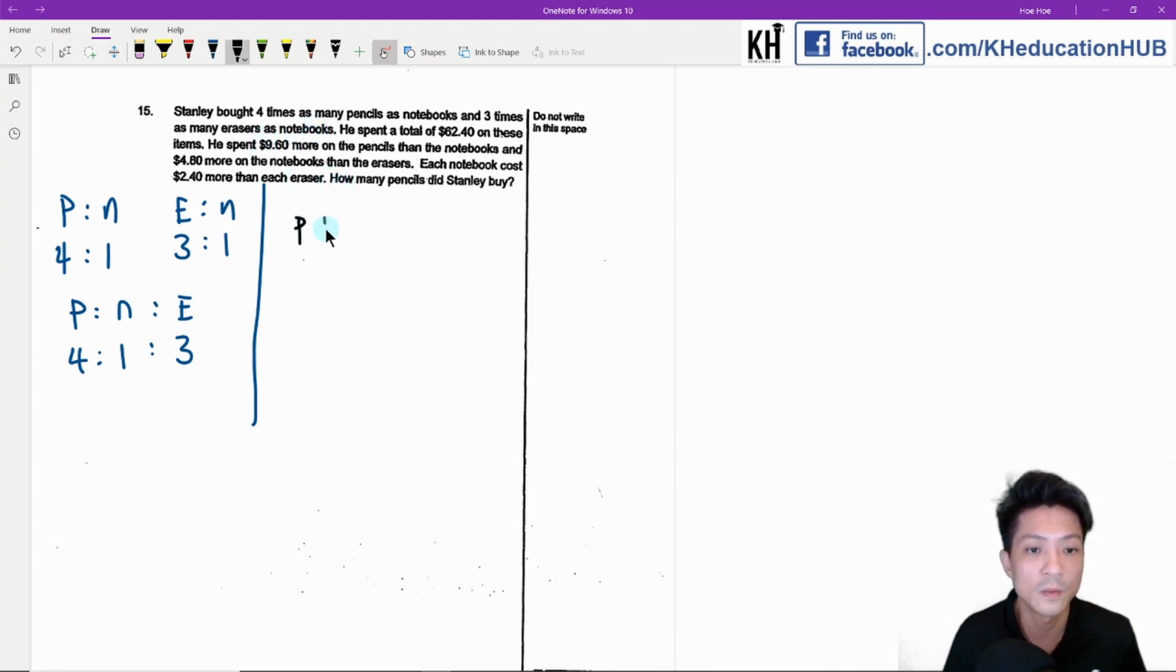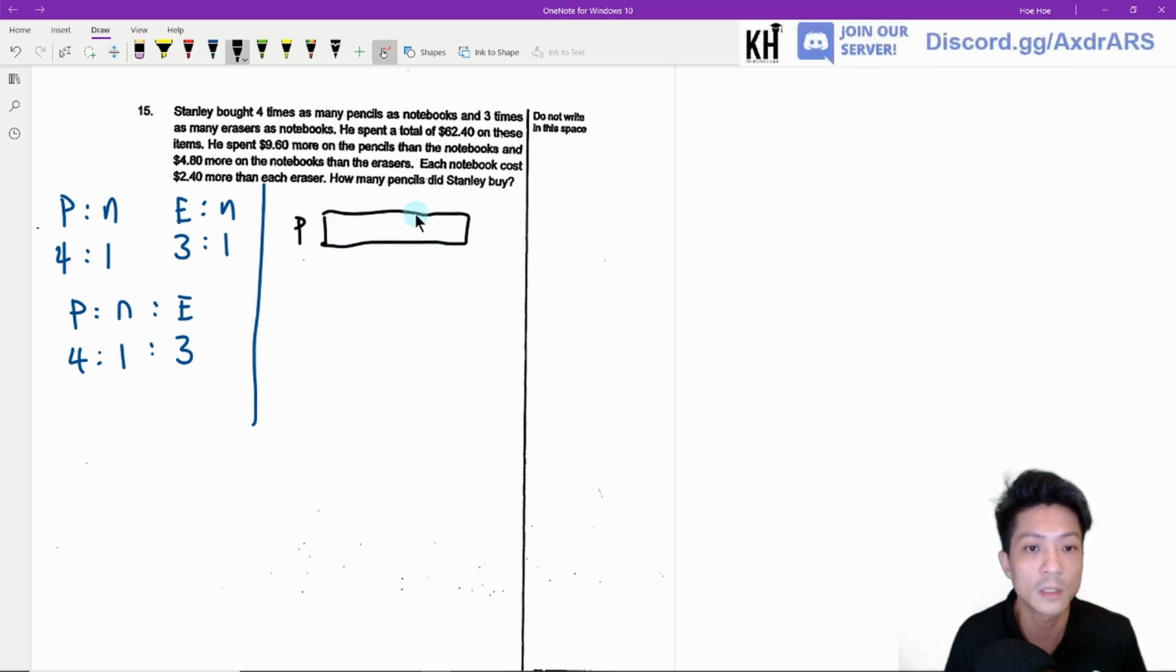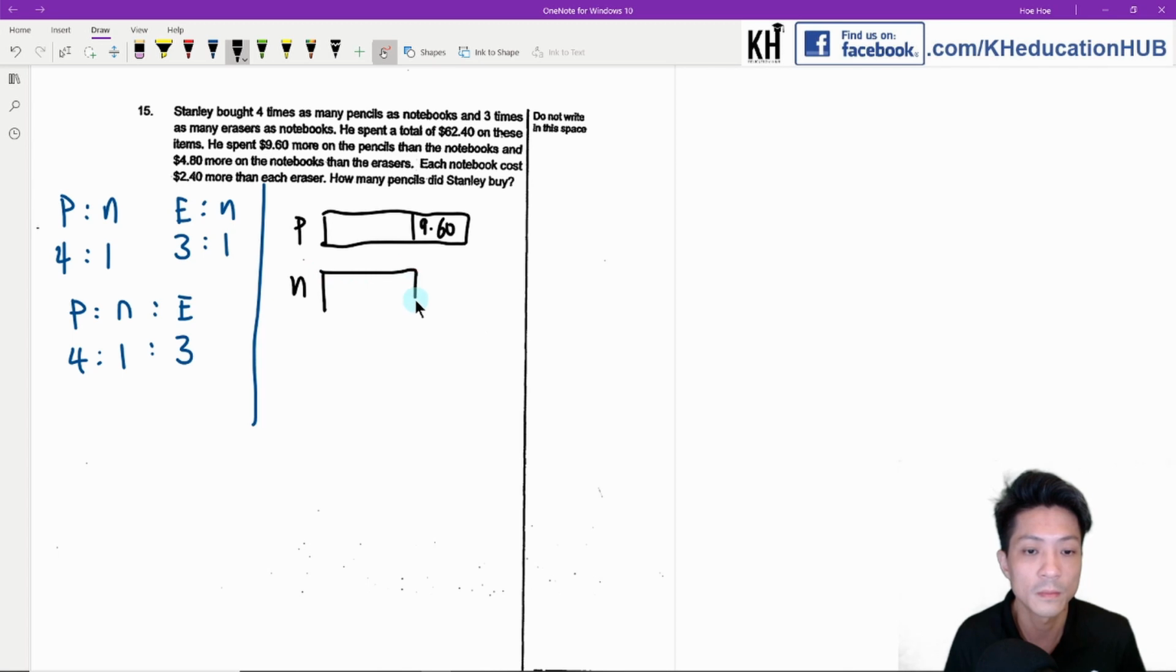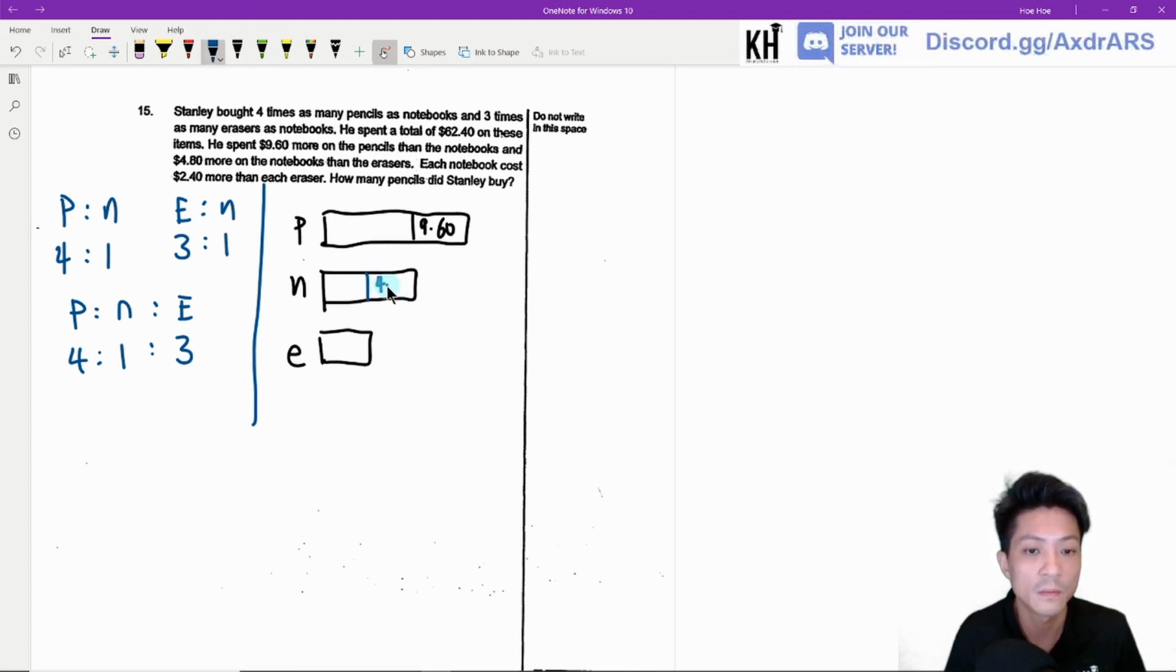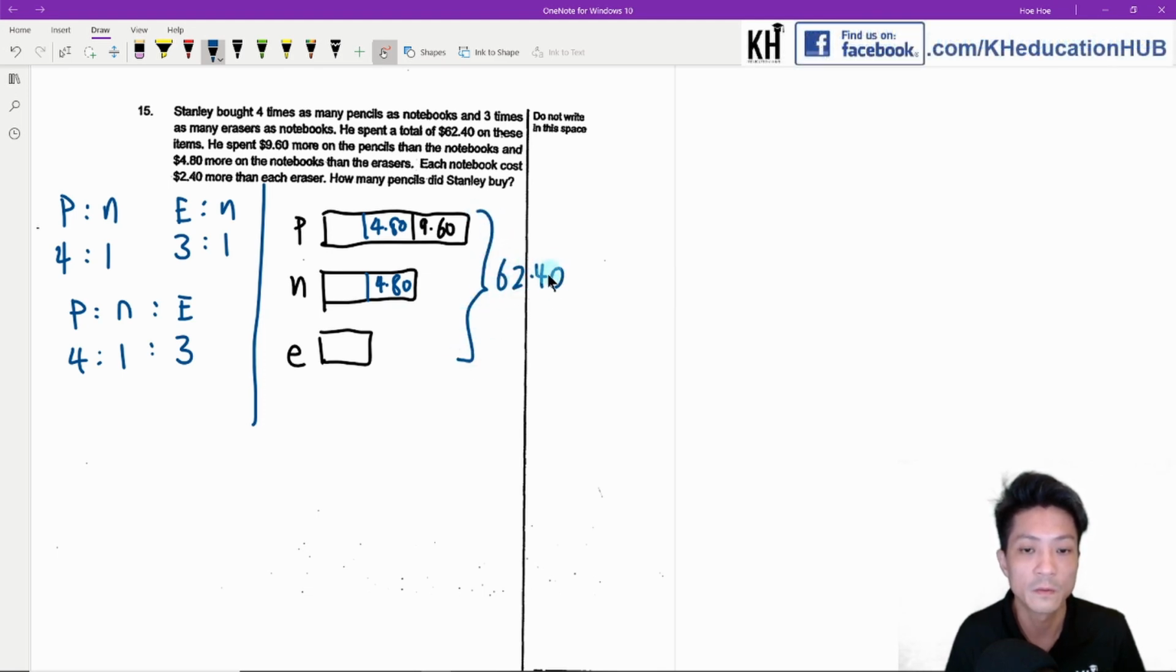Okay, so for pencils, I'm gonna try and draw a bigger block. Okay, $9.60 more on the pencils than the notebook. So notebook will be here. Okay, and $4.80 more on the notebooks than the eraser, so eraser will be a smaller block. Okay, and then this part here will be 4.80, which means that this part here is also 4.80. Okay, all together is $62.40.